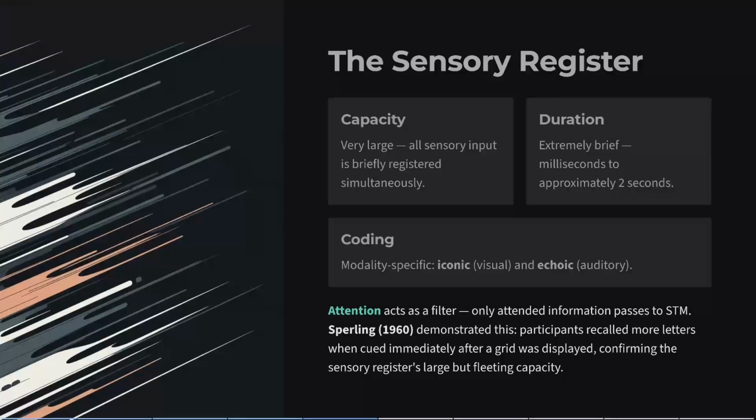But, and this is the clever part, when Sperling cued participants with a tone immediately after the display indicating which row to recall, they could recall almost all the letters from that specific row. And this tells us that all the information was briefly available in the sensory register. Participants had registered all 12 letters, but it decayed so rapidly that by the time they had recalled the first few, the rest had gone. The partial report technique revealed what the whole report technique had hidden.